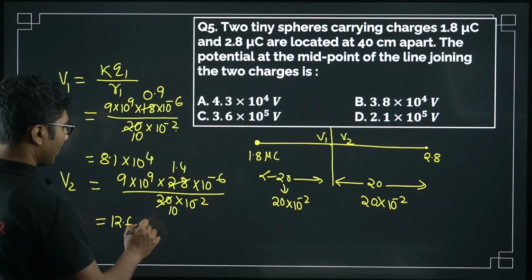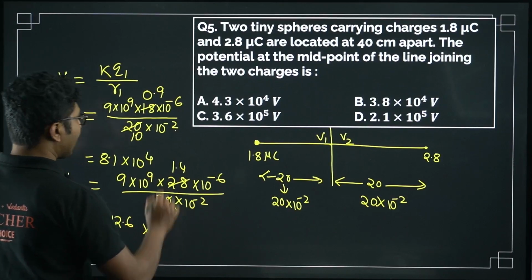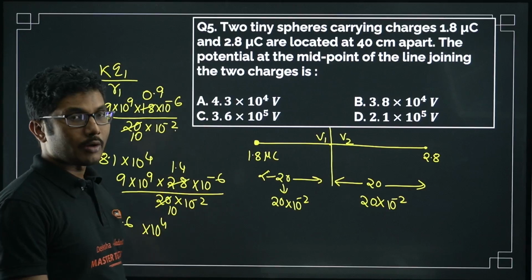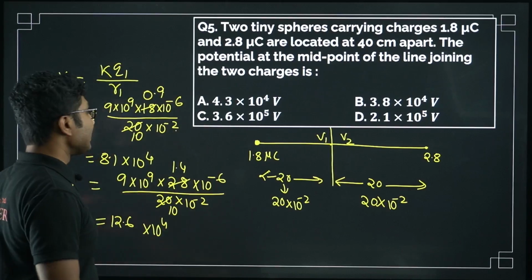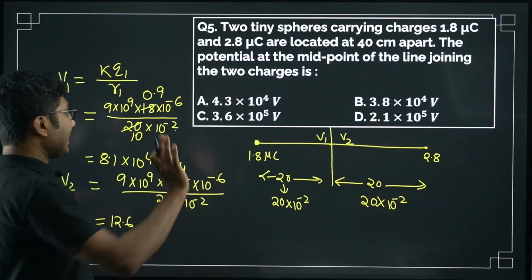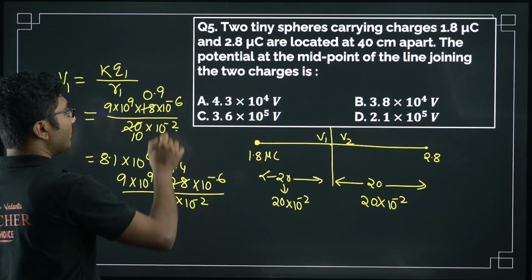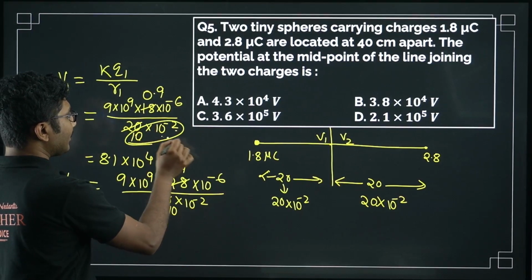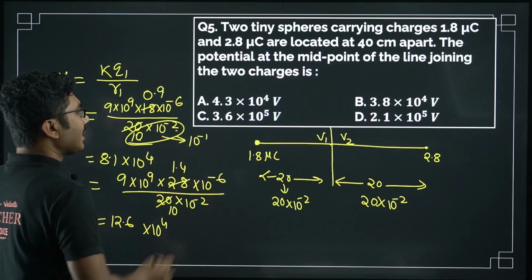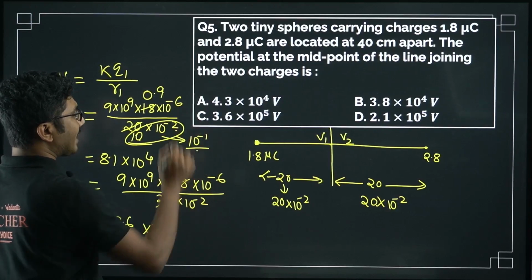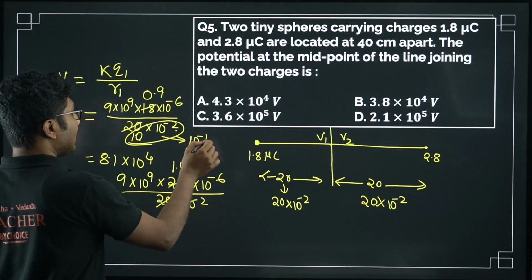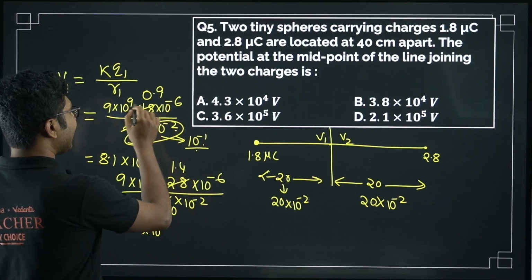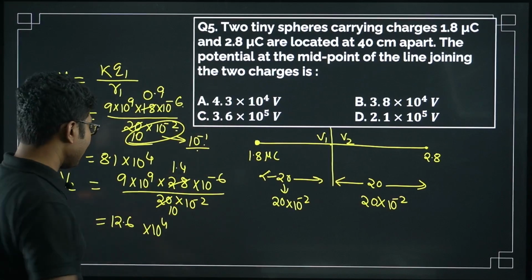12.6 into 10 to the power of 4. So if you calculate 10 to the power in one problem, the rest you can rest assured will be correct. Be careful, this will go up and become plus, this will go up and become minus, or you can combine these two and say this is 10 to the power of minus 1. So 10 to the power of minus 1 goes up and becomes positive. So plus 9 plus 1 is 10, minus 6 is 4. Okay, this is how you can solve it.